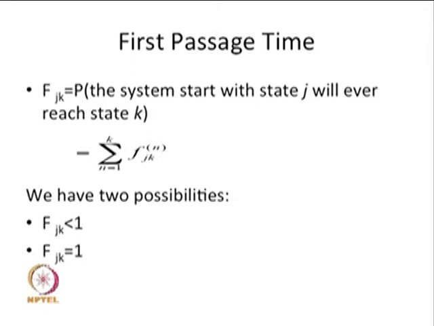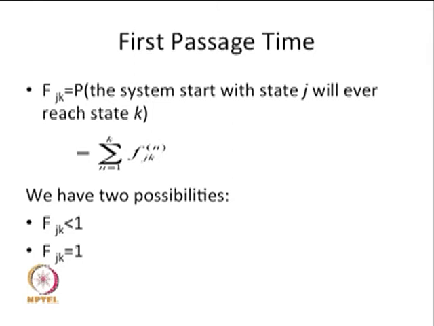Therefore, this is the same as: there is a possibility it would have gone to the state k in n steps for the first time, and over all possible numbers of steps, that union will give f j comma k. That is, the conditional probability that the system starting from the state j ever enters the state k is the sum over all possible n of first reaching the state k at step n, which gives the probability of ever visiting the state k starting with the state j.